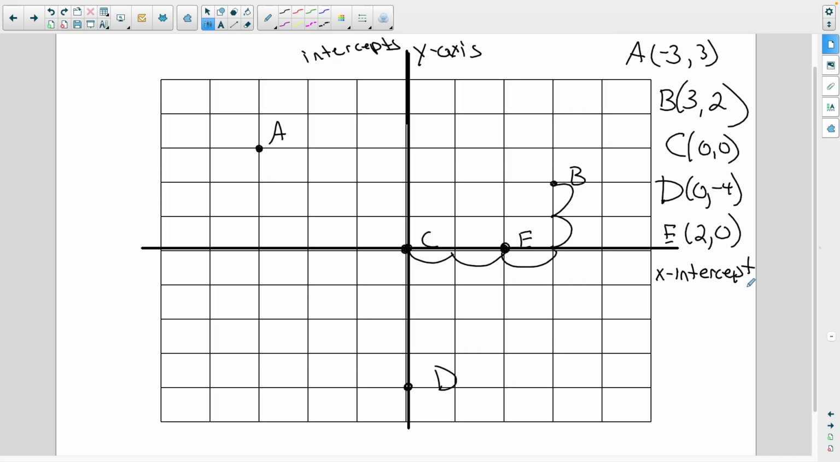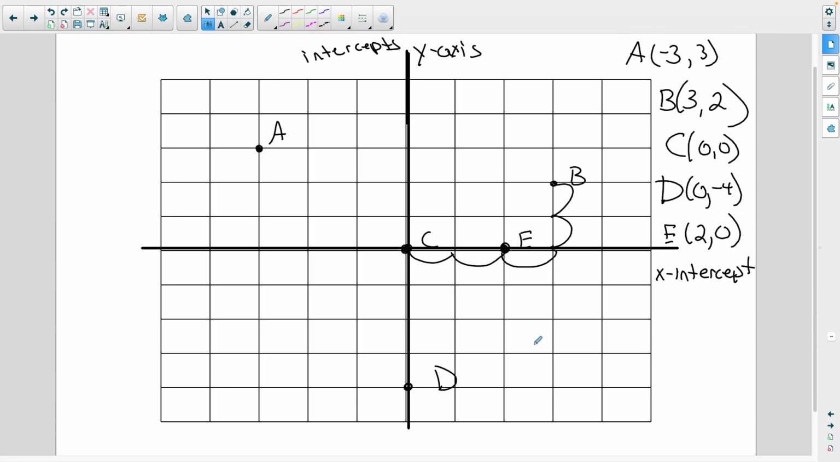Now hopefully you're saying, oh wait a minute, what about C? C is at the origin. Hopefully you're seeing this. Isn't that intercepting both the x and the y? Right? Zeros on both sides. In this case, if we were drawing a line, it could actually be both the x and y intercept. And that is important to know going down the road. So yes, the intercept can be zeros.